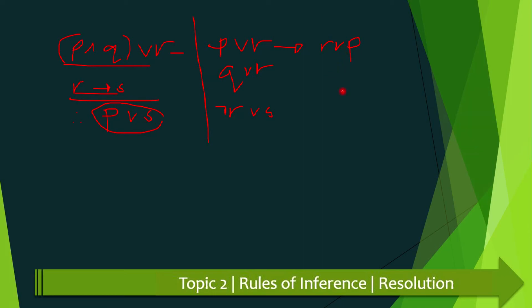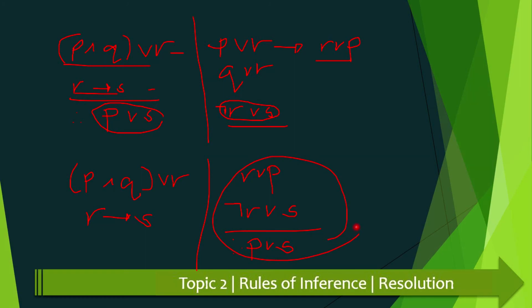And then we will be using this one. This statement will be replaced with this statement and this statement will be replaced with this statement. So that will become P and Q or R, R implies S, which can be written as R or P, then the other one is the not R or S, which will be having the conclusion of P or S. So this is the answer. So that is the resolution.